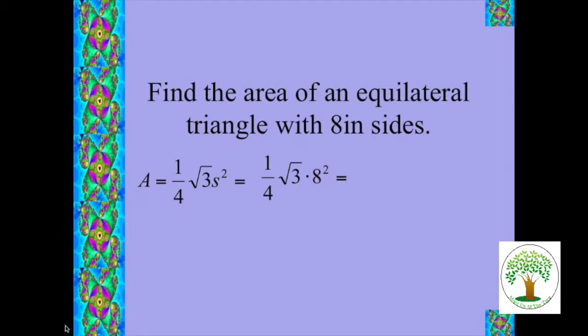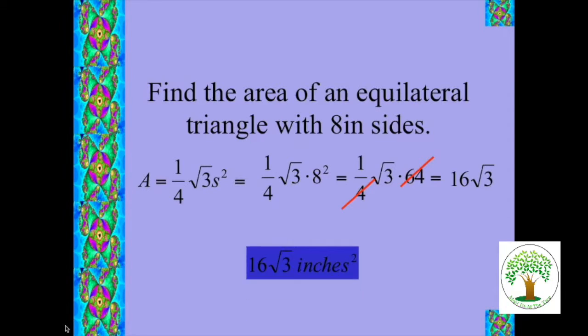I'm going to show you also that this would be 64, and you could reduce before you multiply instead. We could reduce the 4 and the 64. 4 goes into 64 16 times. So you could reduce before or reduce after, either one. We left this as the square root 3 instead of multiplying it all out. You'll just do what the instructions say for your homework. It's inches. Don't forget your inches squared when you're doing area.